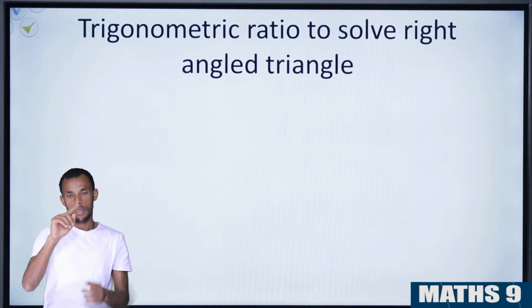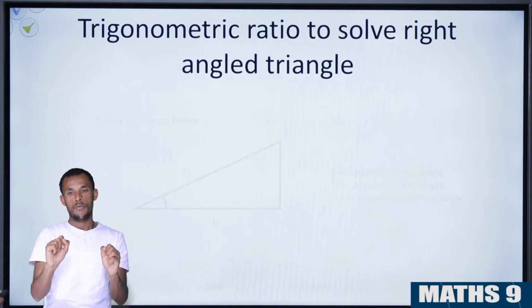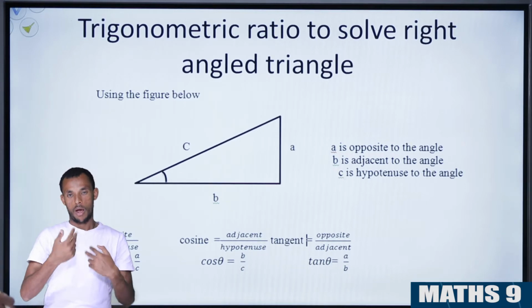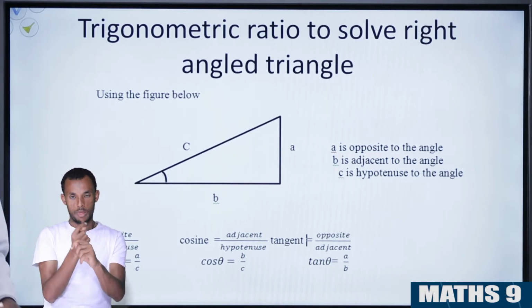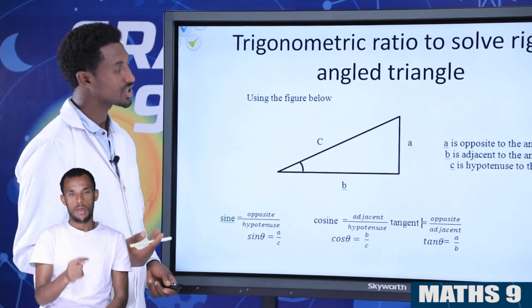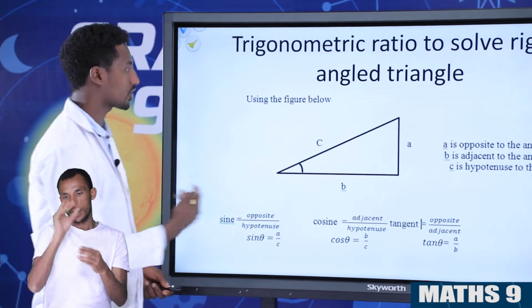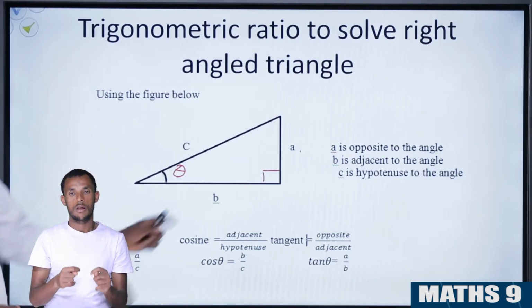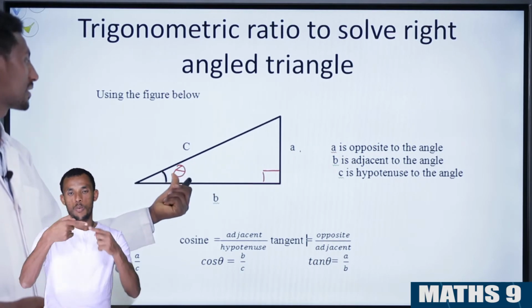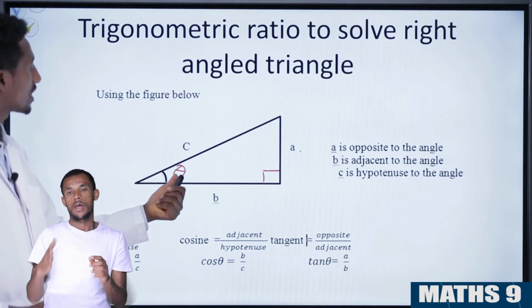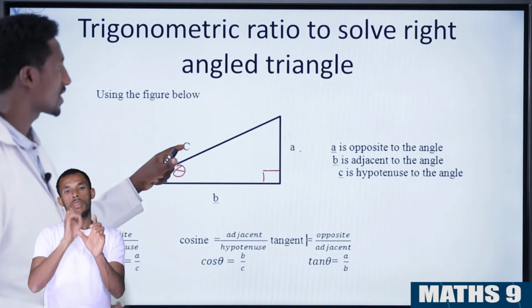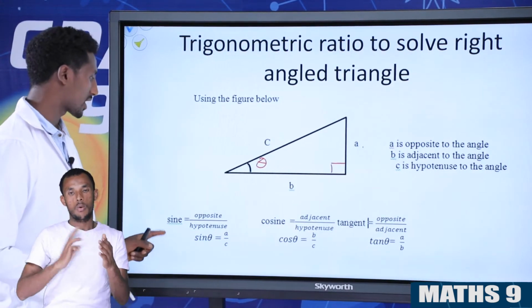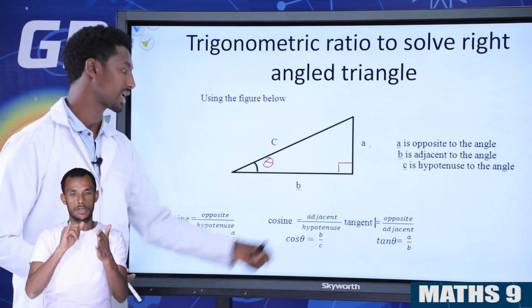Another one, trigonometric ratios to solve a right angle triangle. As we have stated before, trigonometry deals with sides and angles of a triangle. So let's take this right angle triangle. Side A is opposite to angle theta, side B is adjacent to angle theta, and side C is the hypotenuse. So here we have the trigonometric functions: sine, cosine, and tangent.